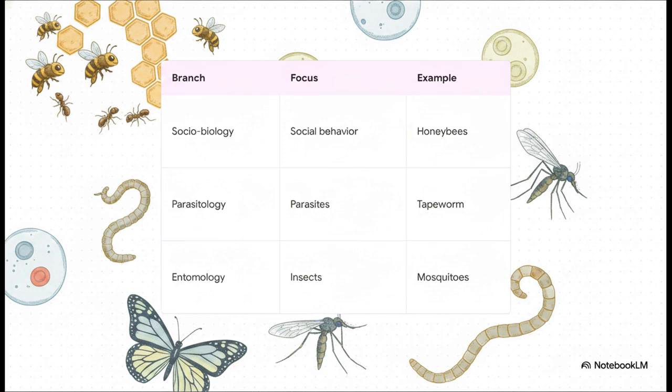This studies the one-sided, disease-causing relationships where parasites live on or inside a host. Think tapeworms, or the Plasmodium parasite that causes malaria. And finally, entomology. Insects are so incredibly abundant and important that they get their own entire branch, dedicated strictly to classifying and studying everything from tiny mosquitoes to butterflies.